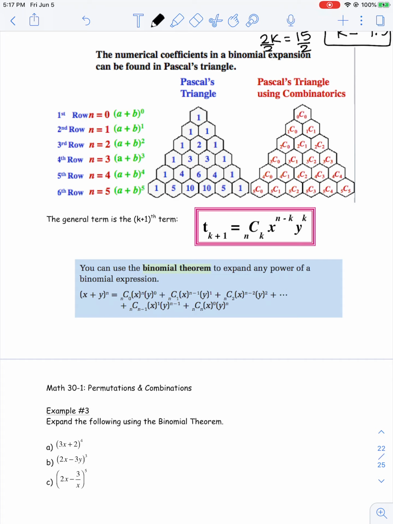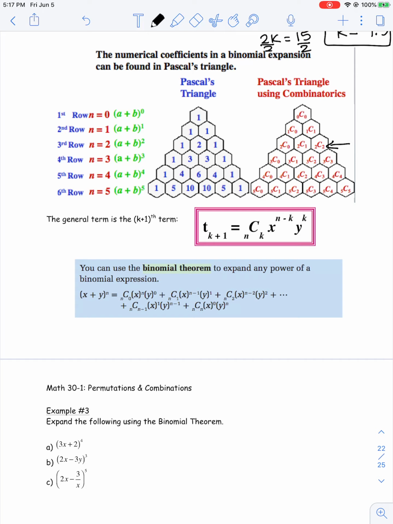So if we look at Pascal's triangle, what you'll notice is that in the first row, we're using combinations to figure out nCr. So we're trying to rewrite it as nCr. In the first row, we have 0 choose 0. In our second row, it's 1 choose 0 and 1 choose 1. And then in the third row, we start with 2 choose 0, then 2 choose 1, 2 choose 2.